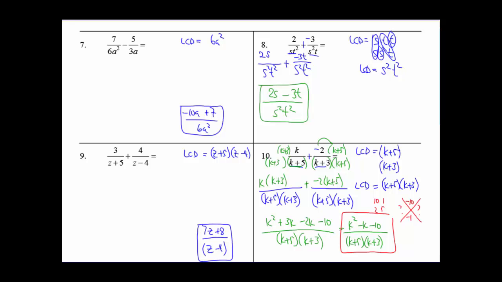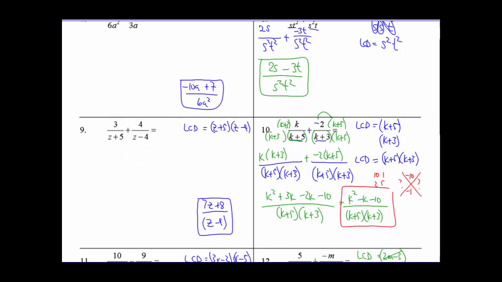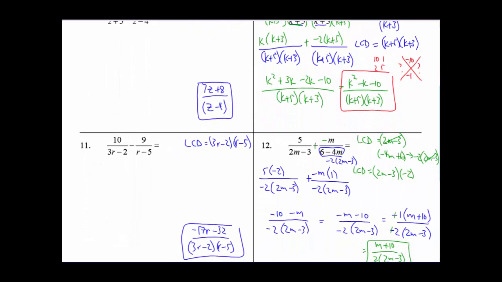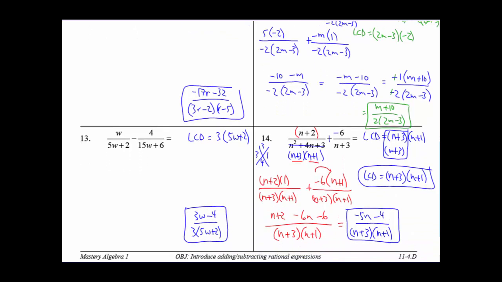All right, welcome back. Number 7, you should have gotten negative 10a plus 7 all over 6a squared. Number 9, you should have gotten 7z plus 8 over z minus 4. 11, negative 17r minus 32 all over 3r minus 2 times r minus 5. And 13, 3w minus 4 all over 3 times 5w plus 2.